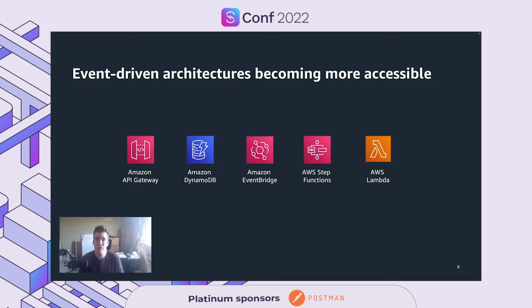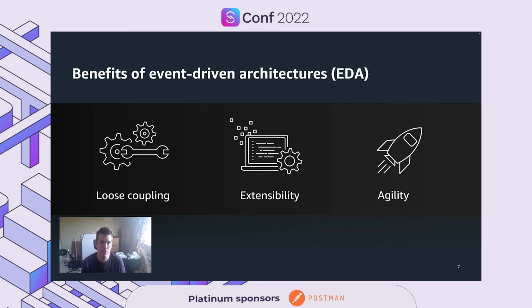We have Step Functions that allow us to orchestrate workflows based on events, and even Lambda, which allows us to do some compute based on events, funny enough. So event architectures themselves are becoming more and more accessible. When we look at the benefits of event architectures, we aim to have loosely coupled systems, especially in a microservices architecture, where different teams are doing different things. Event architectures allow us to produce events and consume them in different teams and process them in different ways.